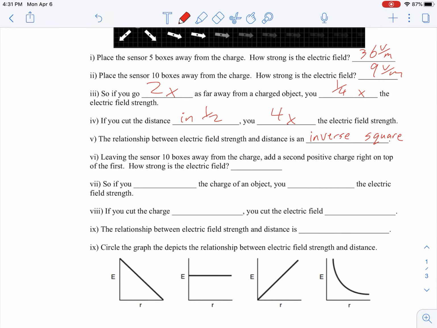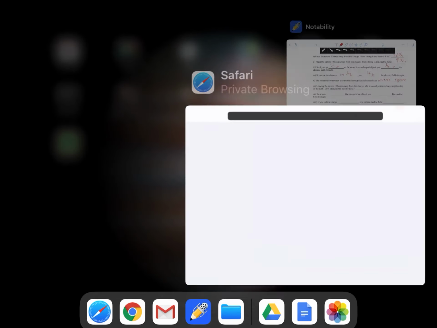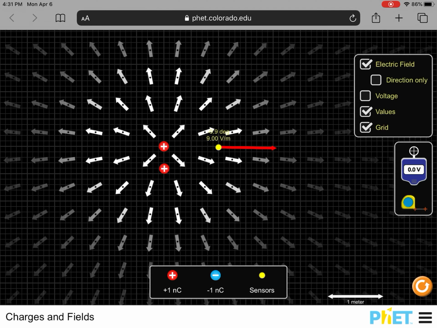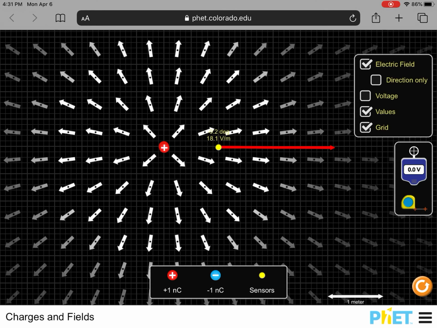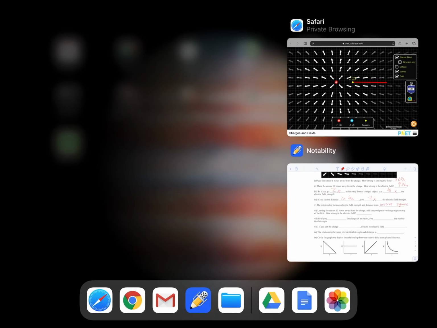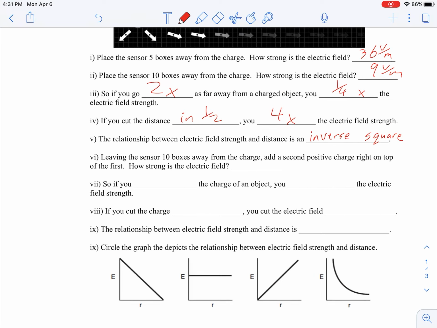Leaving the sensor 10 boxes away from the charge, add a second positive charge right on top of your first. How strong is the electric field? Let's see. So if I take another positive charge and throw it right on top, so I have twice as much charge now, it looks like my electric field strength is almost exactly 18 volts per meter. So if you double the charge of your object, you double the electric field strength.